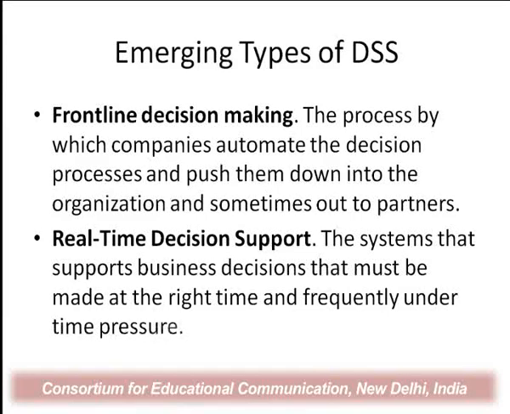So, basically in frontline decision making, the entire process of decision making is becoming automated. This is also done inside the organization, or the activity of decision making, providing alternatives and doing the right kind of research can also be lent to the partners.